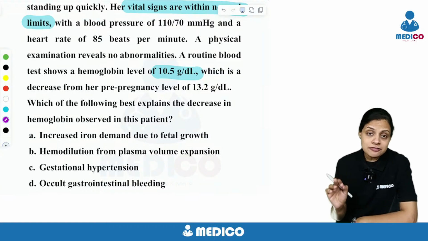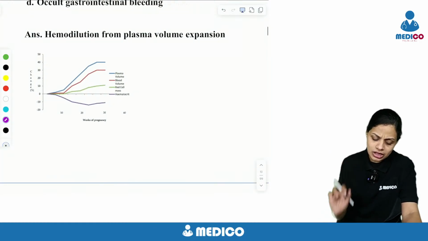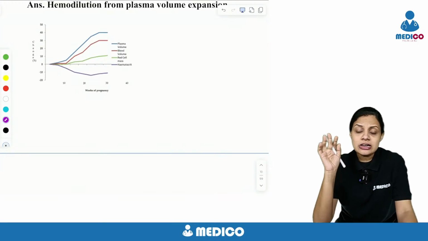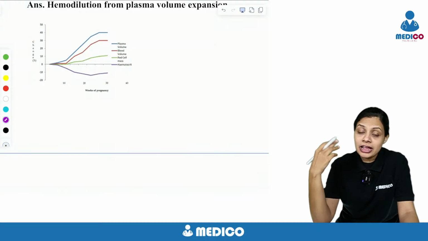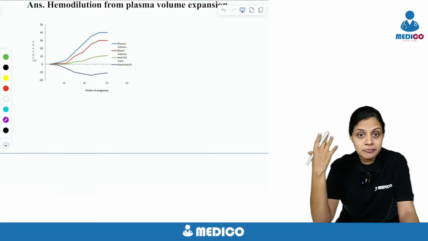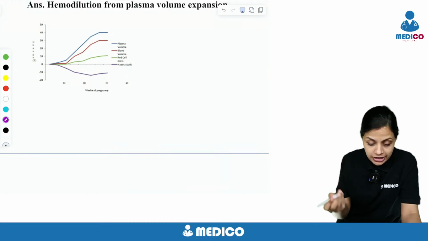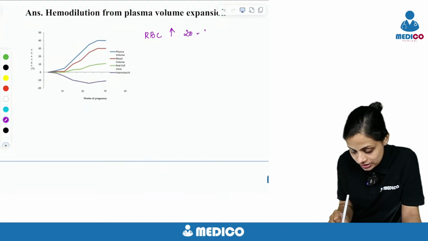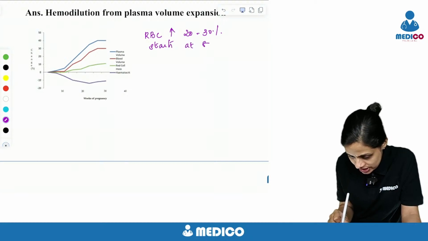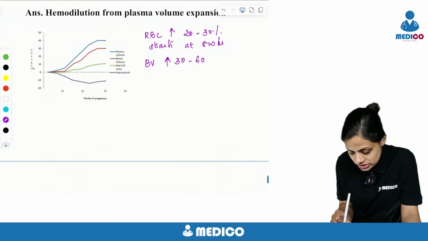This is a physiological process, which is hemodilution from the plasma volume expansion. I'm sure you are familiar with this. All the physiological changes occurring in the hematological system in pregnancy are aimed at maximizing oxygen consumption by the fetus. There is an increase in the RBC mass and also in the blood volume. The RBC volume will increase by 20 to 30%, starting at 8 weeks. But the blood volume increases by 30 to 60%.